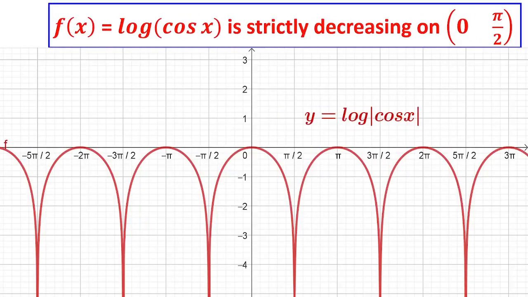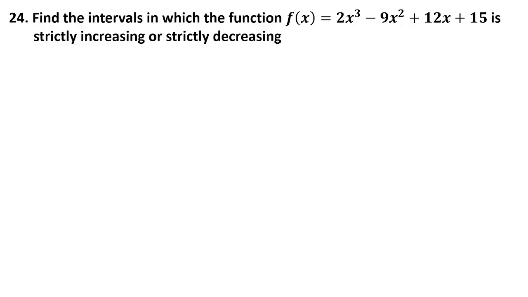And I am showing you the graph of it. This is a graph of log of cos x, and you are seeing from 0 to pi by 2, the graph is going down. Therefore, it is strictly decreasing.